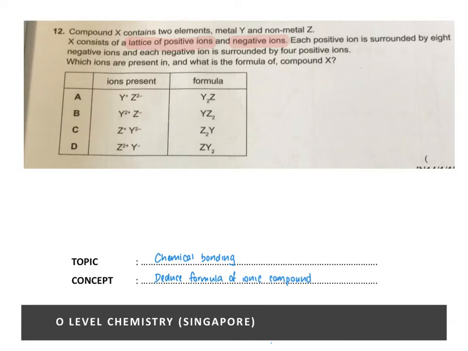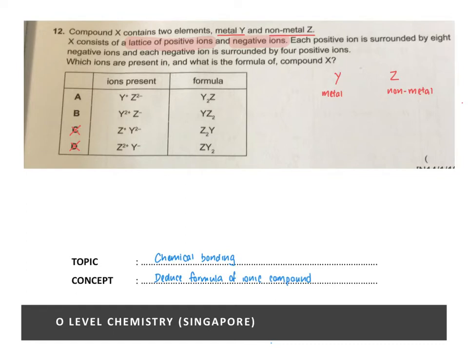The next thing that we need to take note is this, that the compound X, the ionic compound X, contains metal Y and non-metal Z. So Y is a metal and Z is a non-metal. Now, if you can recall in the writing of the chemical formula for ionic compounds, we always write the symbol of the metal first, followed by the non-metal. That means that the ionic compound will have a formula where Y comes in front of Z. So that will effectively allow us to rule out options C and D.